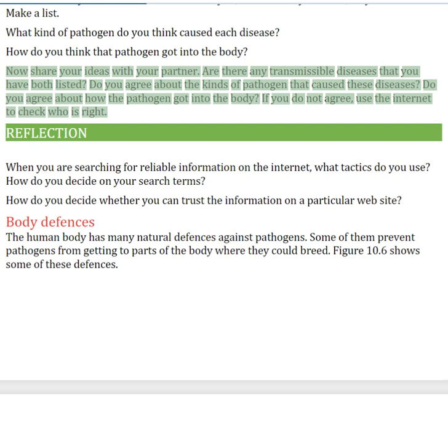Do you agree about the kinds of pathogen that caused these diseases? Do you agree about how the pathogen got into the body? If you do not agree, use the internet to check who is right.